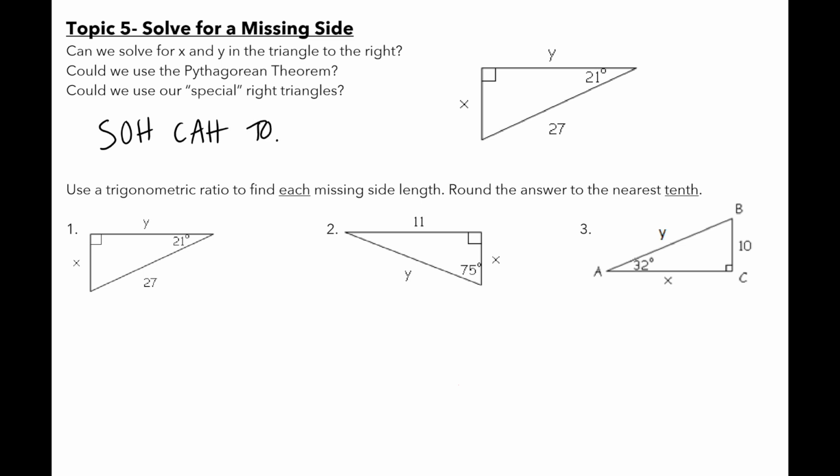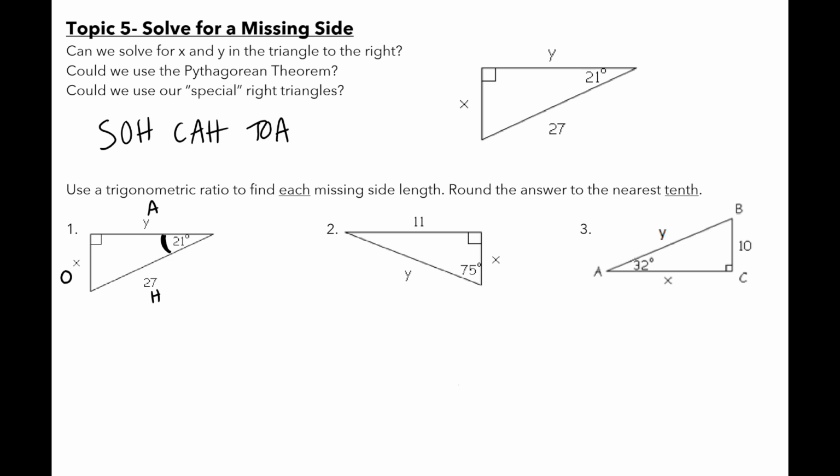All right, so let's go ahead and learn how to use it. The first thing we do is choose a reference angle, or sometimes you just end up being given one. In this case, for our very first one, 21 is our obviously given angle, and we will never use the right angle as a reference angle. It must always be one of the non-right angles. So I'm going to choose 21. Just like before, I'm going to label my opposite, my hypotenuse, and my adjacent sides on the triangle.